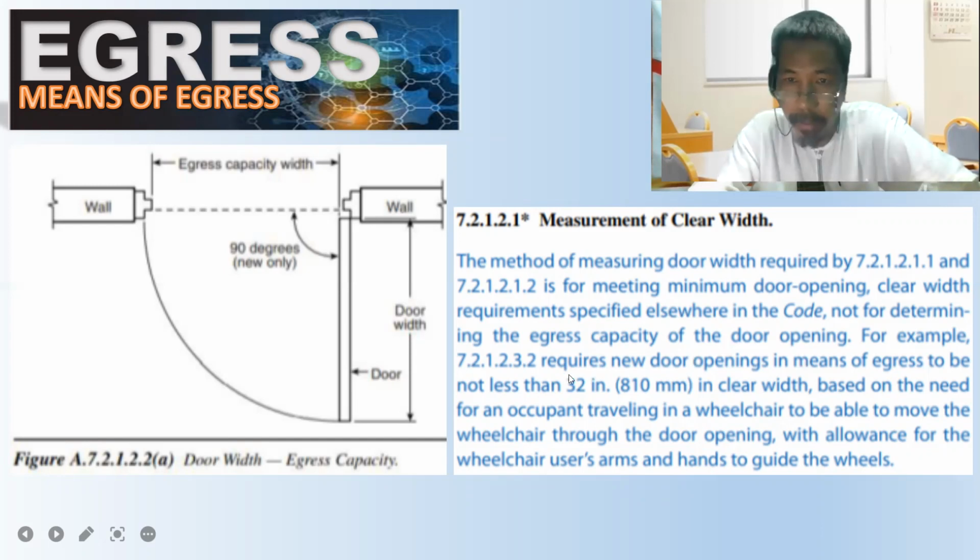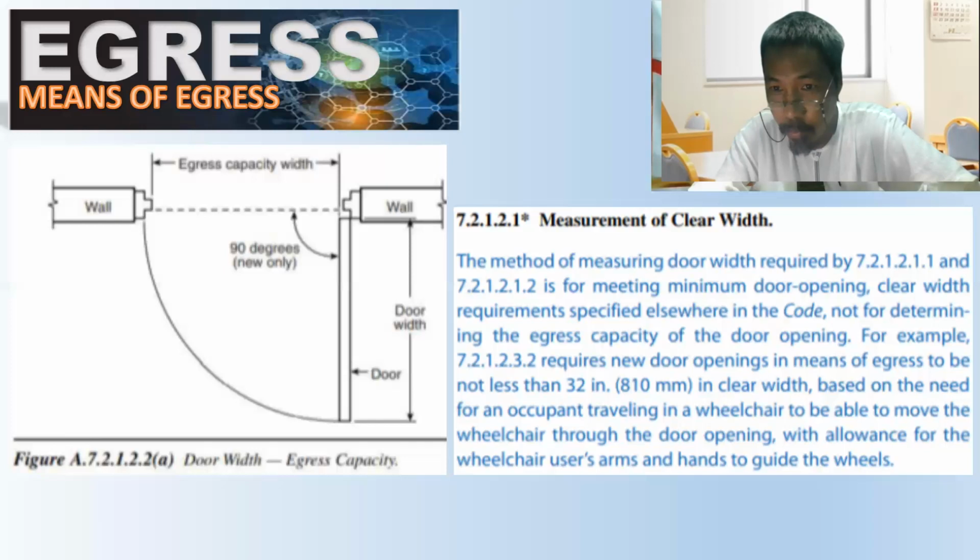For example, 7.2.1.2.3.2 requires new door openings in means of egress to be not less than 810 mm. Okay? New door openings. 810 mm. Take note of that. You can memorize that. As a civil engineer, that is important information. In clear width, based on the need for an occupant traveling in a wheelchair, that is the width of a wheelchair, to be able to move the wheelchair through the door opening with allowance for the wheelchair user's arms and hands.